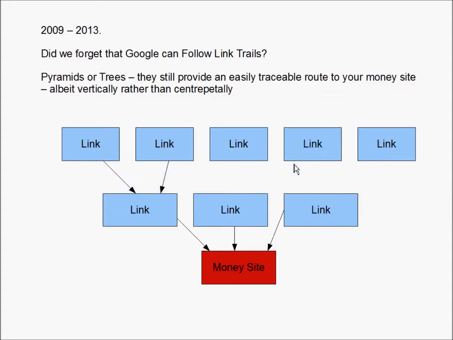2009 to 2013, we sort of forgot that Google follow link trails, and we developed, in this case it's the tree because the money site's at the bottom and the branch going up, but if you just reverse this and put the money site at the top and then go down, it's a pyramid. It's exactly the same structure, just depends how you visualize it. Still provide an easily traceable route to your money site, albeit vertically rather than centripetally.